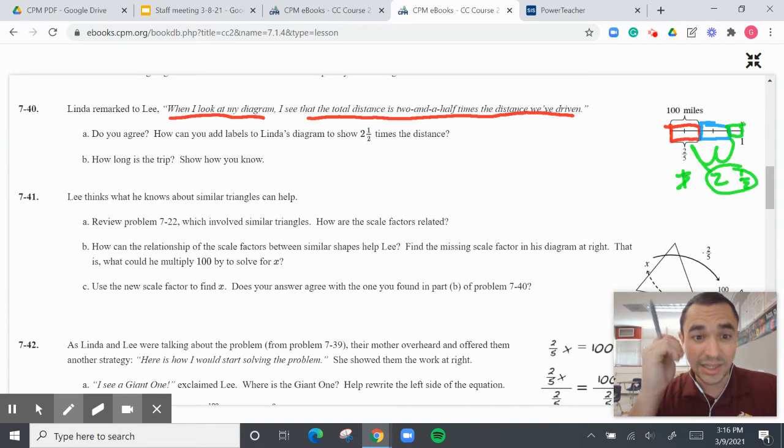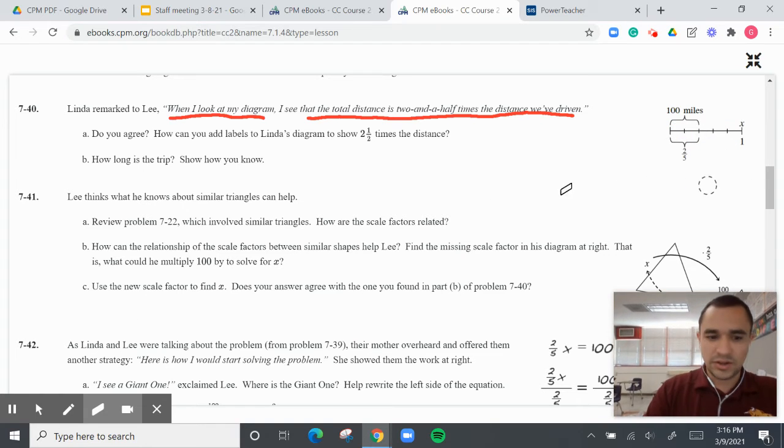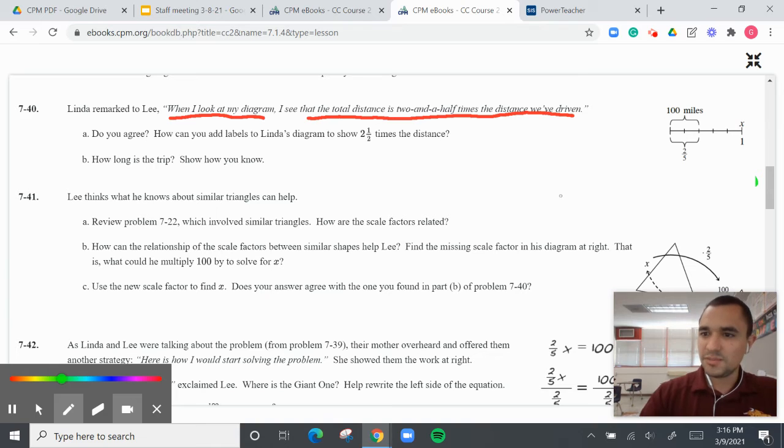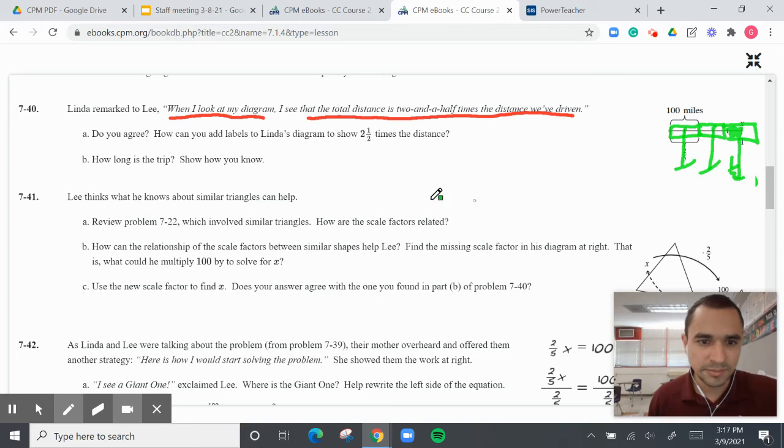How can you add labels to Linda's diagram to show 2 and 1/2? Well, I'm going to just do this right now. I already did it actually. So this is a 1. This is 2. And then this is a half. So 1, 2, half. How can you add labels to Linda's diagram to show 2.5 times the distance?